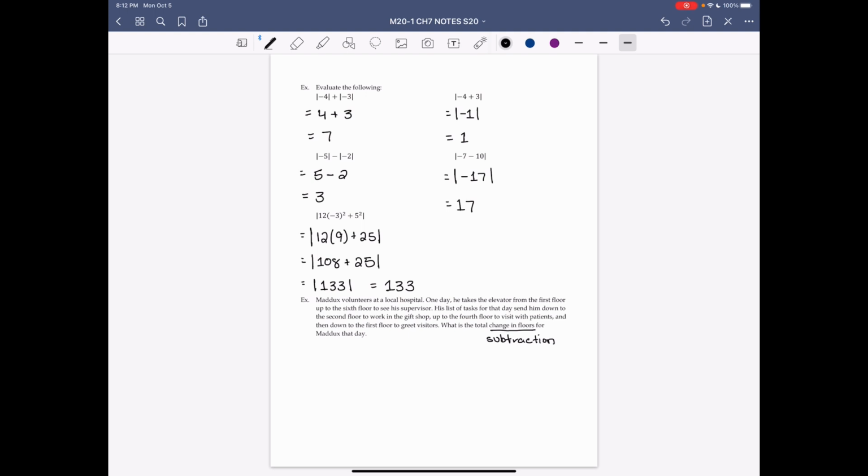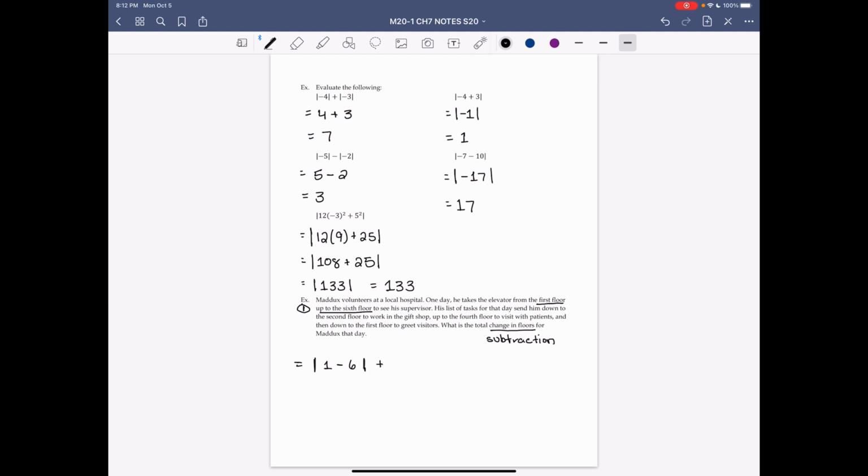So he starts from the first floor and goes to the 6th floor. That would be our first absolute value. From floor number 1, subtract to floor number 6. So his starting location minus his ending location. Then we're going to add.